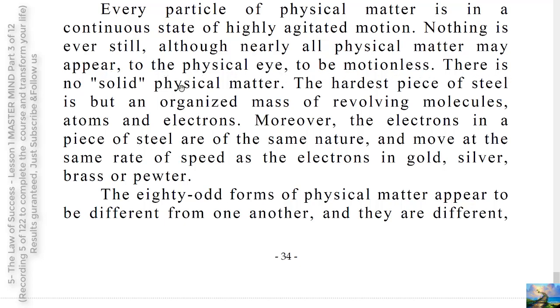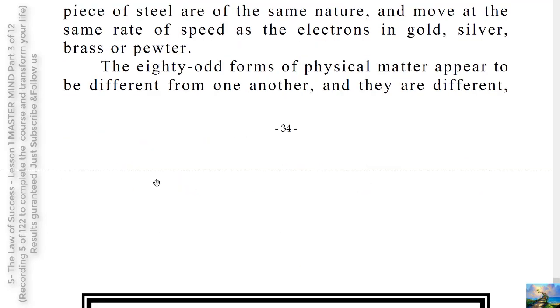There is no solid physical matter. The hardest piece of steel is but an organized mass of revolving molecules, atoms, and electrons. Moreover, the electrons in a piece of steel are of the same nature and move at the same rate of speed as the electrons in gold, silver, brass, or pewter.